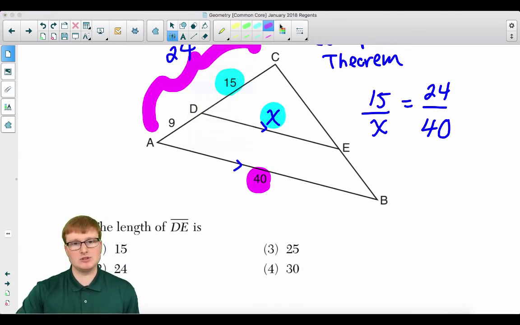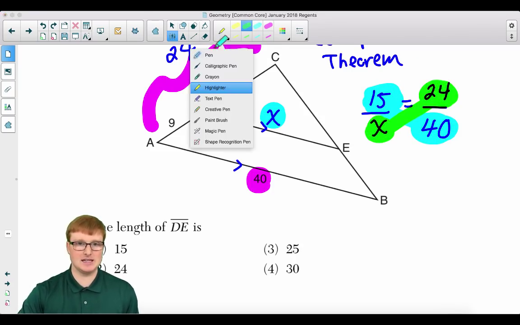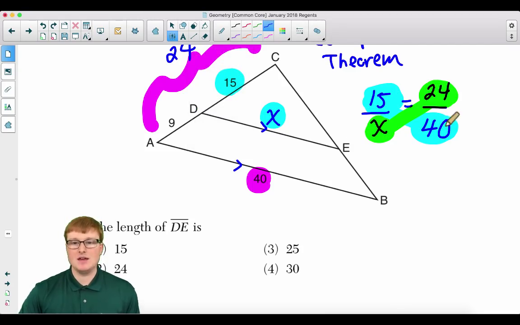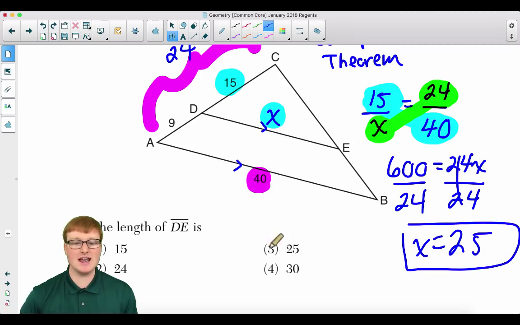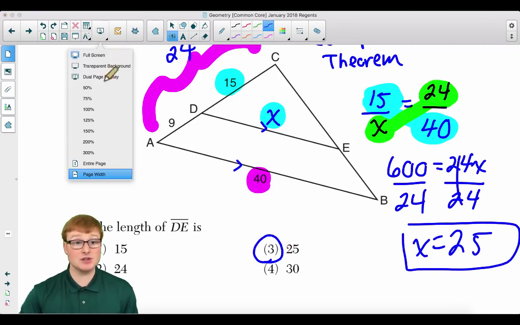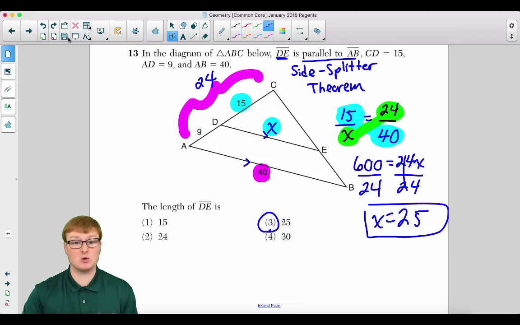So what I'm going to do is cross multiply. 15 times the 40, and we have 24 times the x. So 15 times 40 is 600, which is equal to 24x. Divide by the 24 on both sides, and you get x is equal to 25. Ladies and gentlemen, that is the answer to this question. Your answer for this is choice 3. Not too bad of a question.